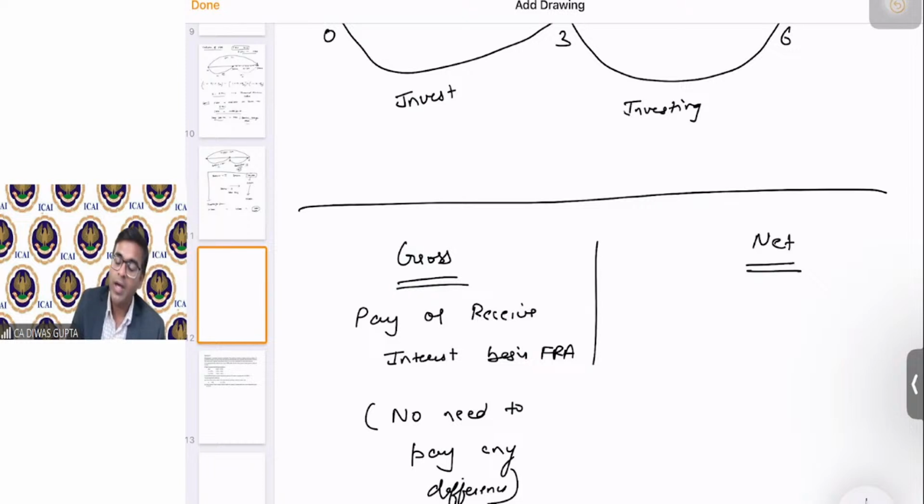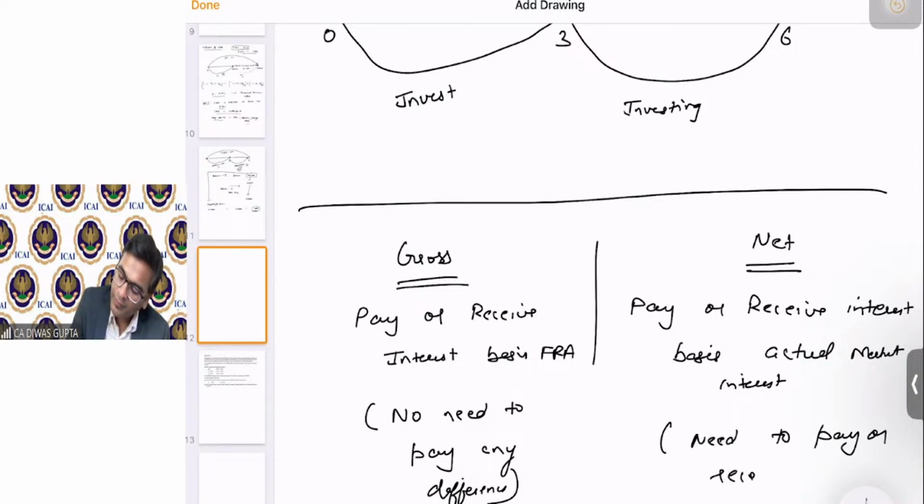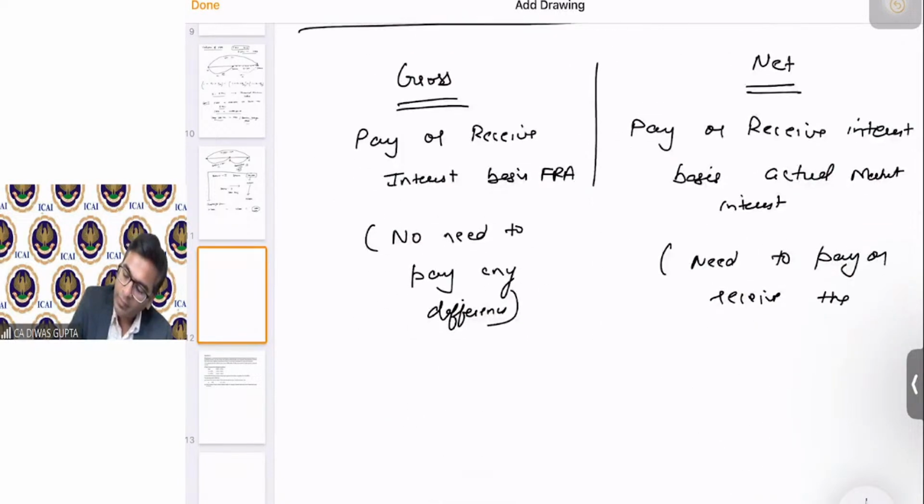In case you are settling it net, then what you will do? Pay or receive interest basis actual market interest, and at the same time, because you have entered into FRA, there is a need to pay or receive the difference on account of FRA.